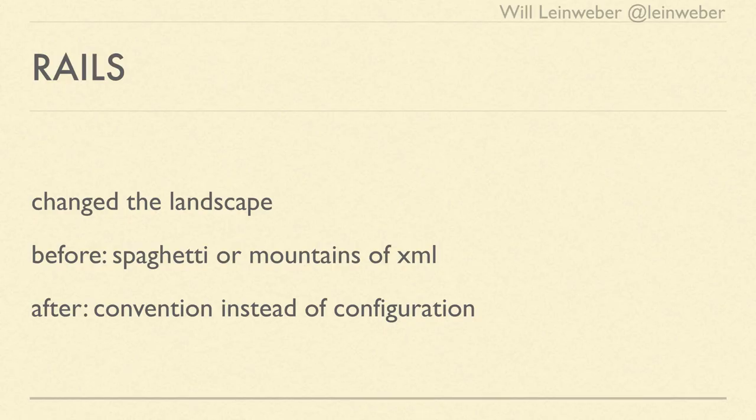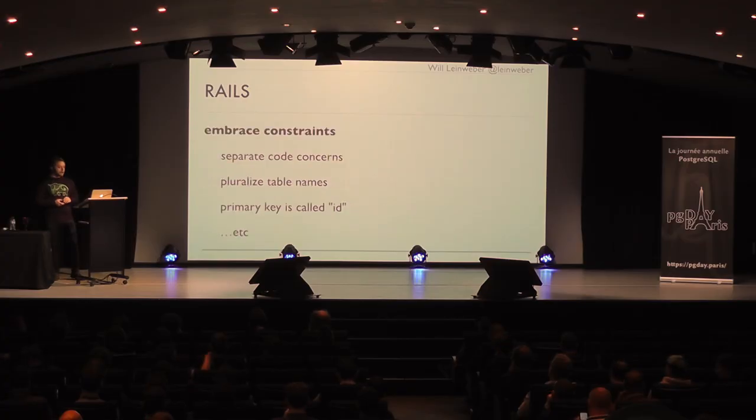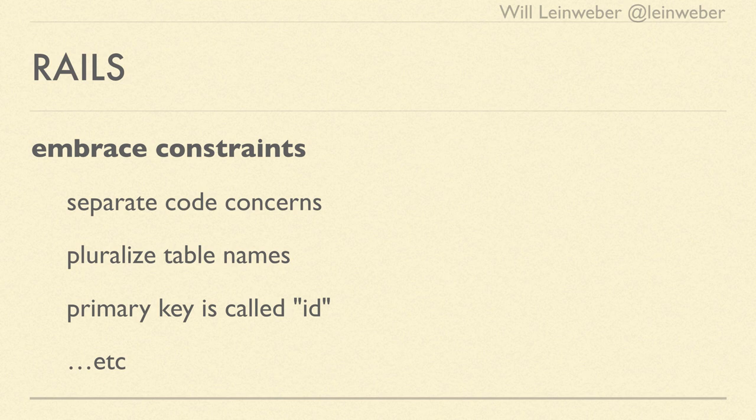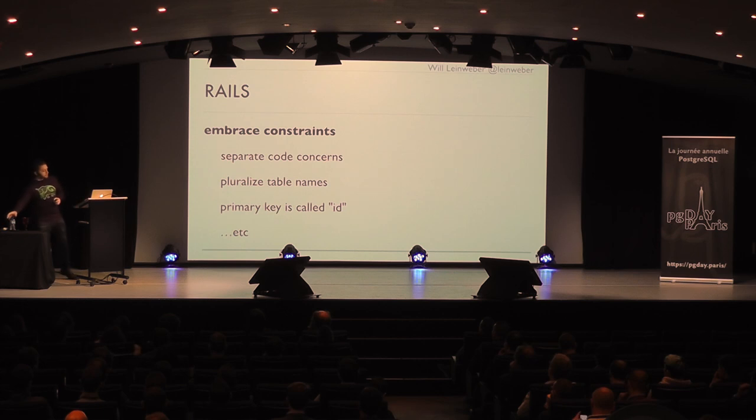But then Rails really brought this concept of convention over configuration and taught people to embrace constraints, separate out your code concerns, do the model view controller sort of separation. They also had, which is of interest for a database conference, a bunch of straight up rules: if you name your database tables ending with an S, we'll automatically know where to look. And if all the primary keys are just called ID, not person ID or anything. And so on and so forth.